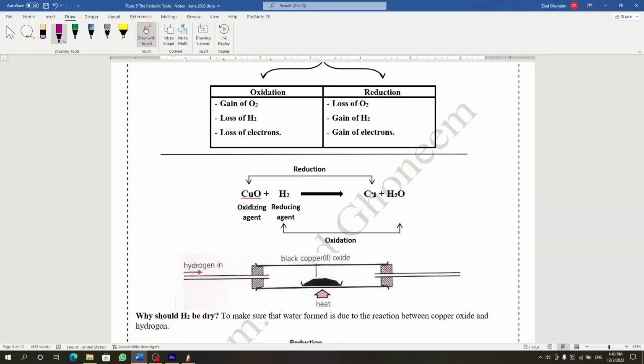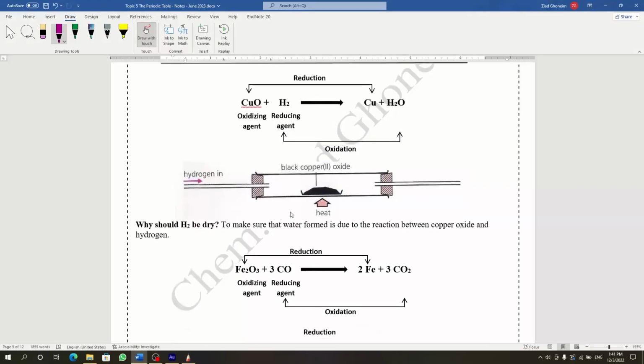Copper oxide turned into copper. It lost oxygen, so that's reduction, so copper oxide is an oxidizing agent. Hydrogen gained oxygen, so it was oxidized, so hydrogen is a reducing agent.